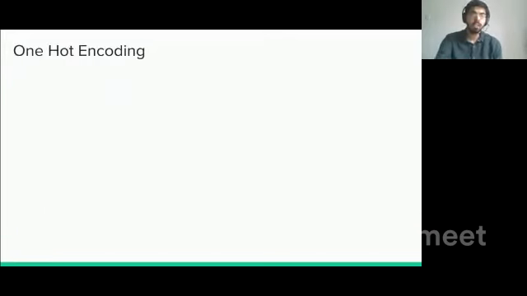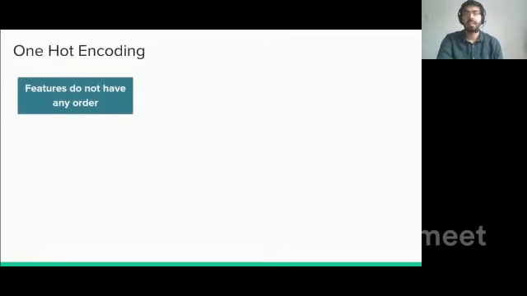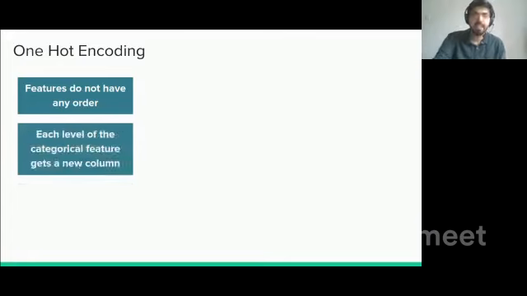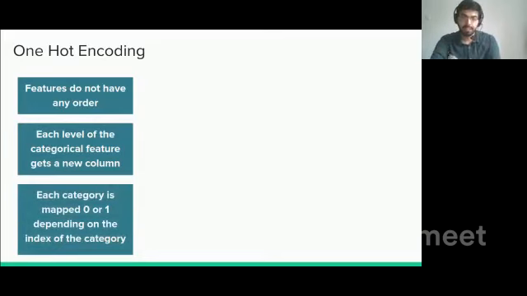One hot encoding, this is a very interesting technique. In the previous example, it was for an ordinal categorical data source. In this case, we will see how to handle features that don't have an order, the nominal ones. So features do not have any order. Each level of the categorical feature will get a new column. This is how one hot encoding basically works, and each category is mapped 0 or 1 depending on the index of the category.